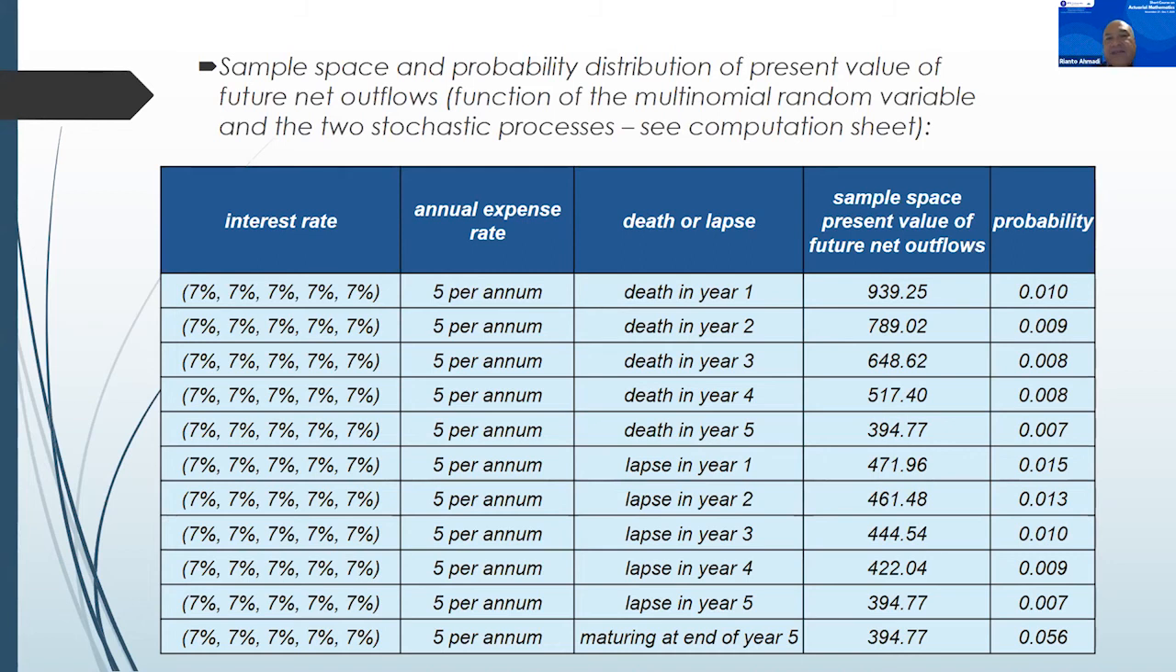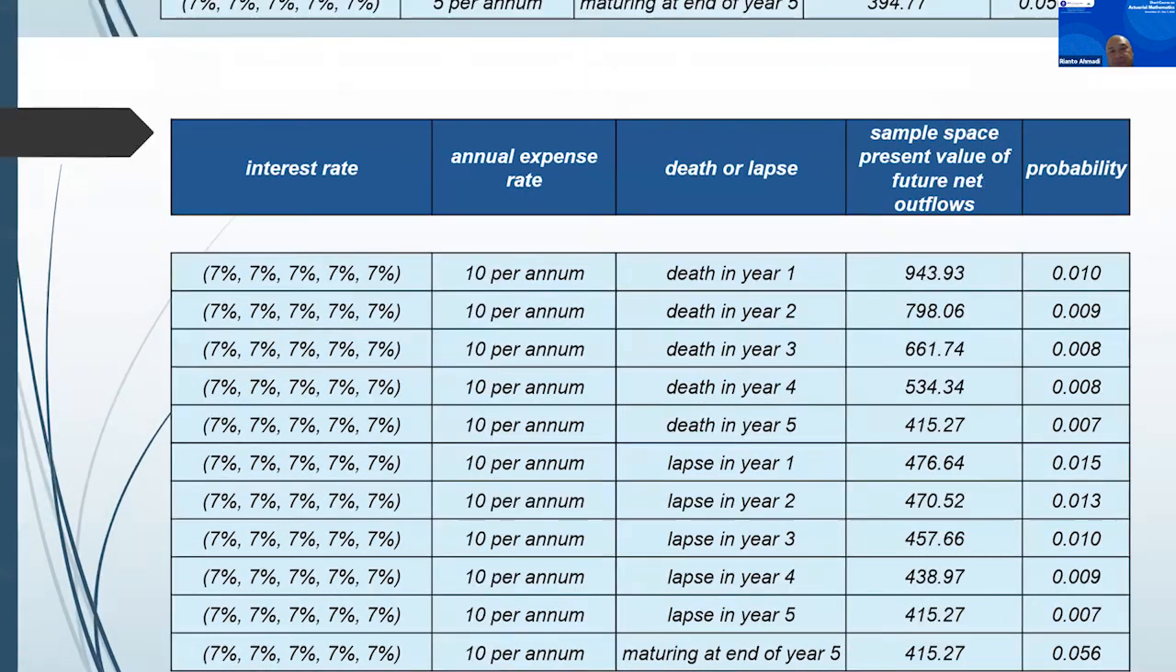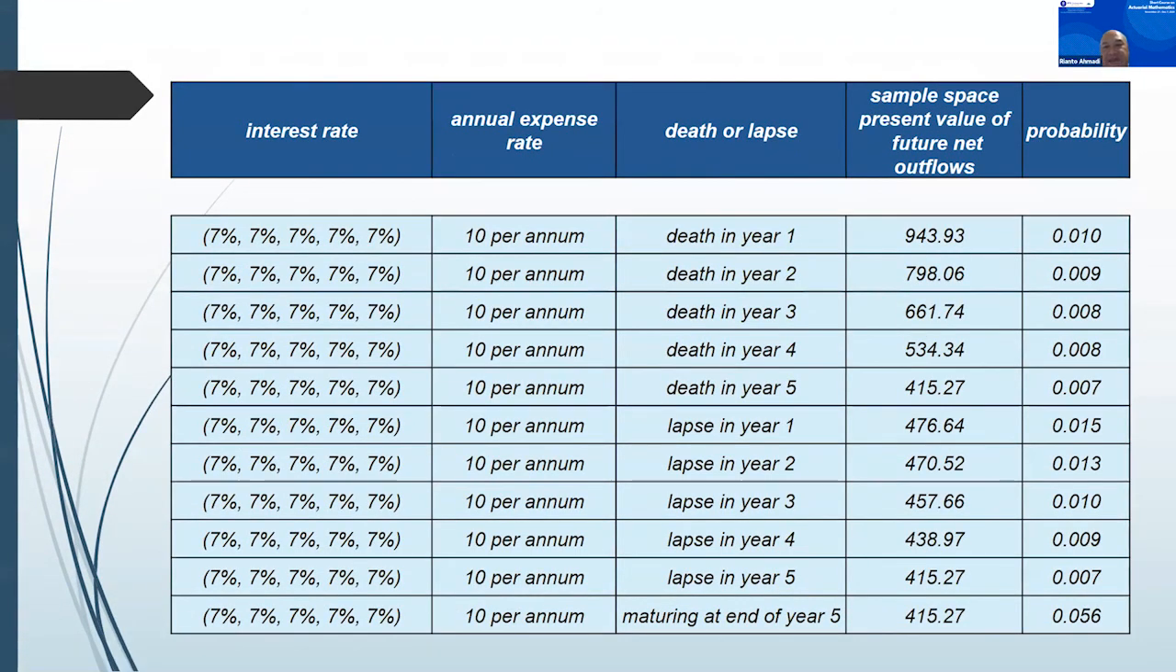So here we have the sample space of the present value of future net outflows, the second column from the right, with the corresponding probabilities. Okay, let's get to the next slide. Basically, we're including all possible outcomes here. Move forward.